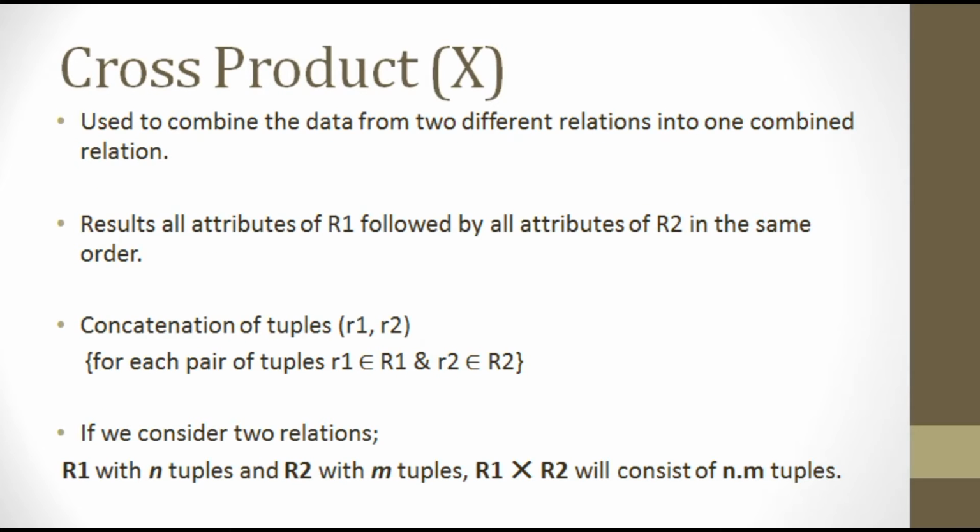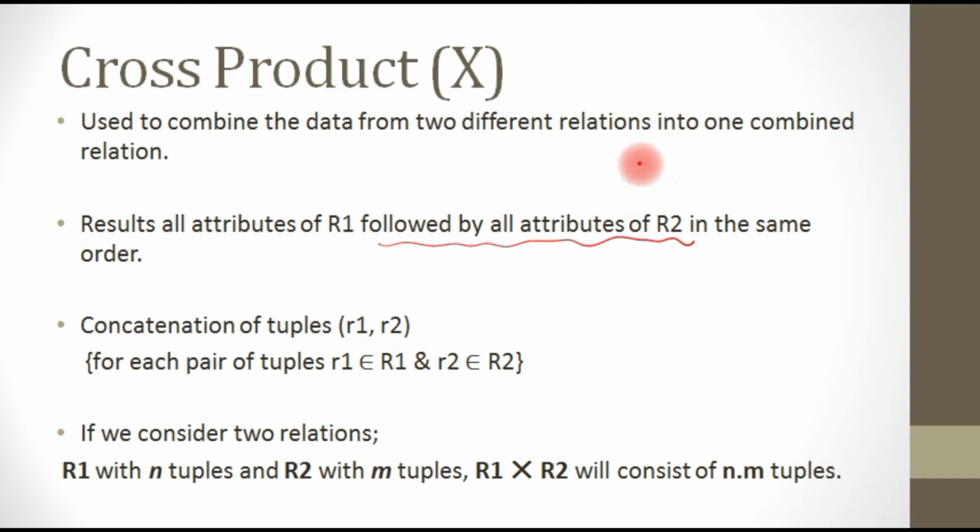Now what is the cross product? Cross product is used to combine the data from two different relations into one combined relation. It results in all attributes of R1 followed by all attributes of R2 in the same order. We will discuss it with an example. We can say it is the concatenation of tuples of R1 and R2 for each pair of tuples, where the first tuple belongs to R1 and the second belongs to R2.